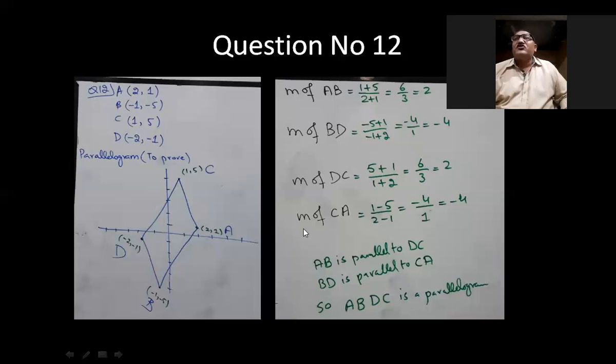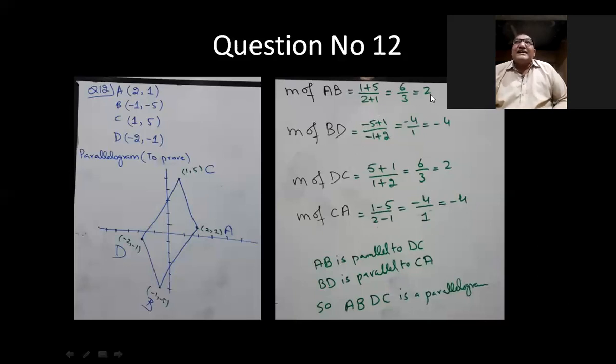6 by 3 is 2. So in the same way, I will find the gradient of the CA line. It will be 1 minus 5 divided by 2 minus 1. And you will have 1 minus 5 is minus 4, 2 minus 1 is 1. So it will be minus 4.